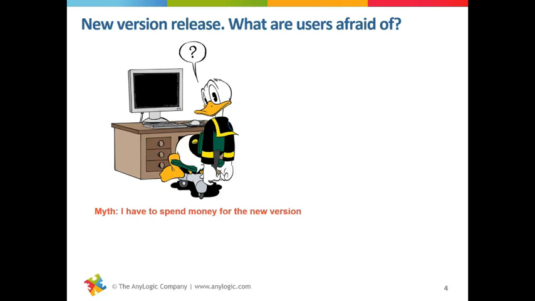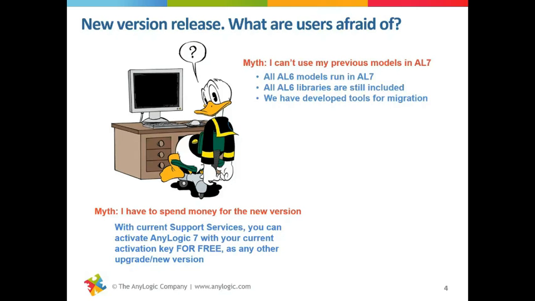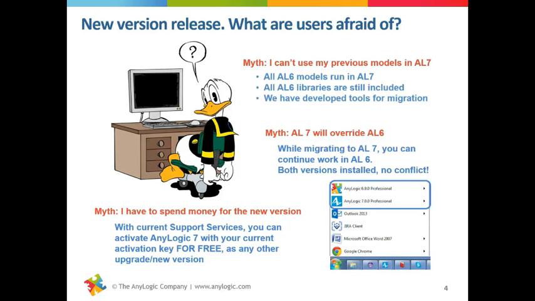With the release of AnyLogic 7, keep in mind if you have current support services, there's no charge to upgrade to AnyLogic 7. If you've built models in AnyLogic 6, you can still run those models in AnyLogic 7. All of the functionality of AnyLogic 6 is still included in AnyLogic 7, in addition to new features. We also have tools to help you migrate your models to use AnyLogic 7's libraries and features. AnyLogic 7 will not override your installation of AnyLogic 6. You can keep both versions on the same workstation.